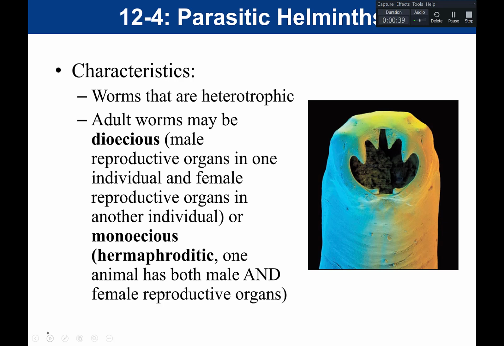When we talk about worms, adult worms can be what's referred to as dioecious. Di means two, and that means that the male reproductive organs are in one individual and the female reproductive organs are in another individual. So there are two worms that have to come together in order to reproduce. Other worms are what we call monoecious. Mono refers to one. These are worms that are hermaphroditic. One animal has both male and female reproductive organs within the same organism.